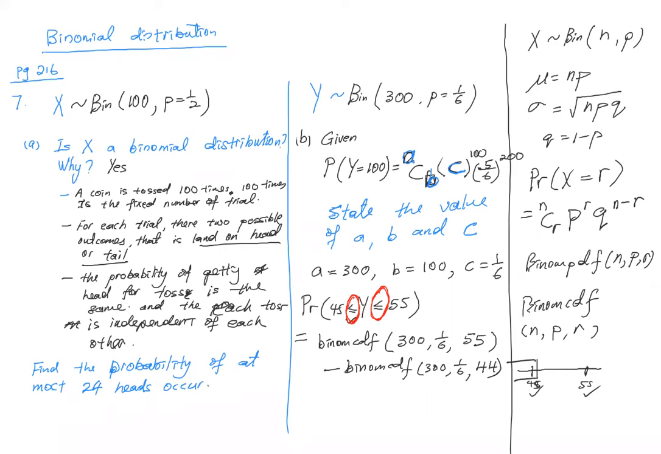Okay, so if I put here "at most", you have to know how to translate this into an equation. Probability X.